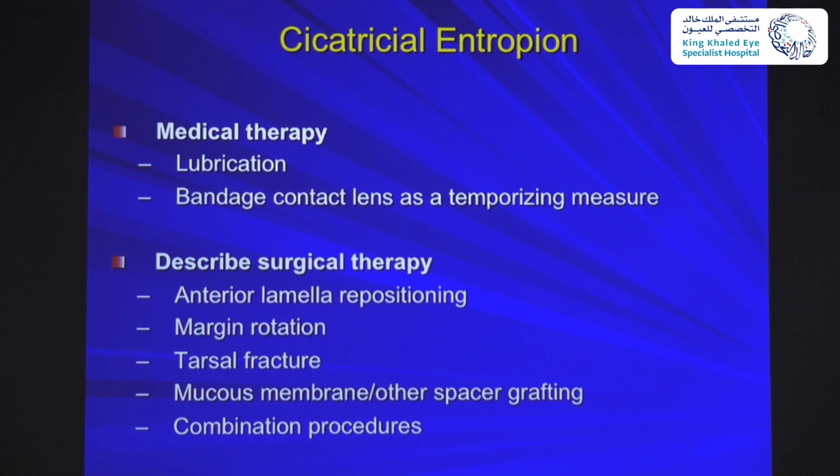How do we treat entropion? We treat it with lubrication and a bandage contact lens if the patient is bridged for surgery. The definitive treatment is surgery, and it depends on what the entropion is composed of, or what the cause of the entropion is, and also whether it is the upper eyelid or the lower eyelid. And there are different options that we can treat cicatricial entropion with. It can be anterior lamellar repositioning, lid margin repositioning, tarsal fracture. Sometimes you may need to use a mucous membrane graft or a combination of the above procedures.